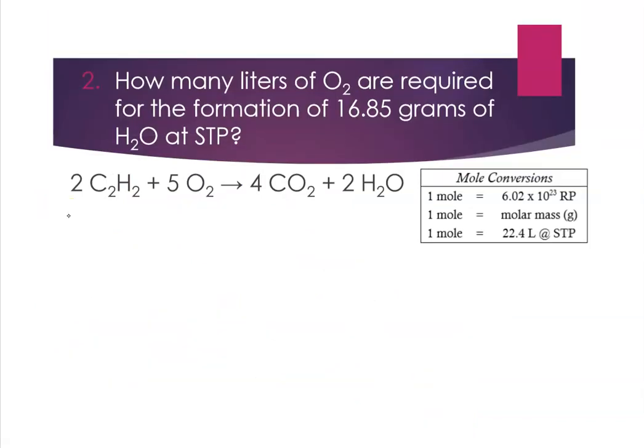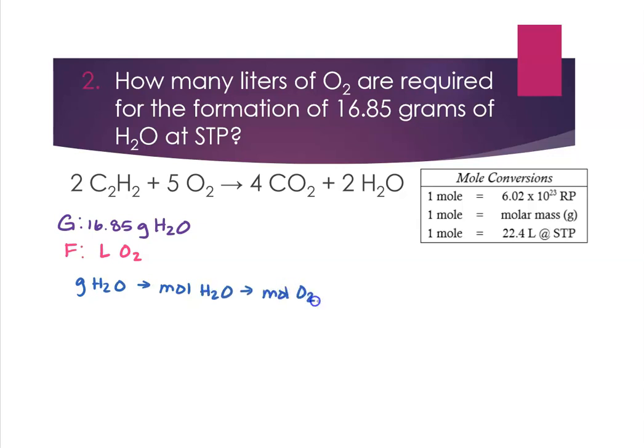How many liters of O2 are required for the formation of 16.85 grams of H2O at STP? All right, so I'm given here 16.85 grams of H2O, and I am looking to find liters of O2. So here I go, grams H2O to moles H2O, and from there, moles of O2, and from there, liters of O2. All right, so to go from grams to moles, I'm going to need the molar mass conversion. So 1 mole is 18.02 grams of H2O.